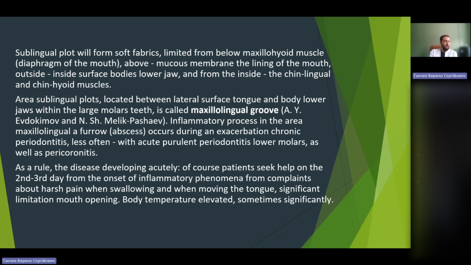The sublingual space is formed by soft tissues, not fabrics. Fabrics is a wrong word here. It's tissues. Limited from below by the mylohyoid muscle, which is called the diaphragm of the mouth. Not sure that you use that in anatomy, but still we use that notion here. Above it is a mucous membrane, the lining of the mouth, outside the surface of the lower jaw, and from the inside, the genioglossus and geniohyoid muscles. These are the borders of that space, that area.